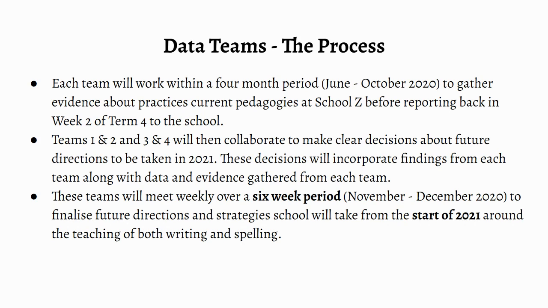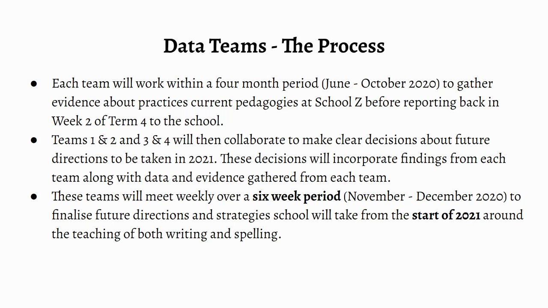Each team is going to work within a 4-month time period from June to October 2020 to gather evidence about current practices here at Schools Ed and explore possible new avenues of teaching spelling and writing. Teams 1 and 2 and 3 and 4 will then collaborate to make clear decisions about future directions to be taken from 2021. These decisions will incorporate data and evidence analysed and the findings conducted by those teams, exploring new approaches to teaching in these content areas.